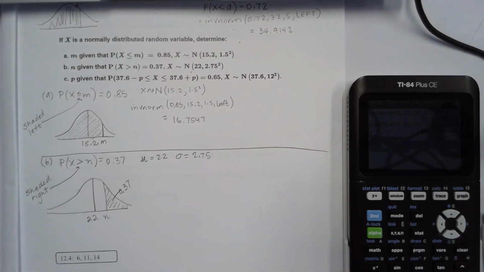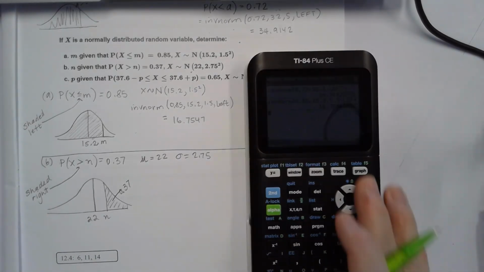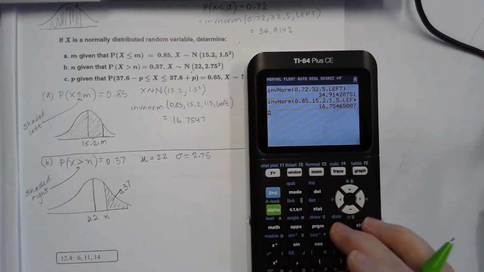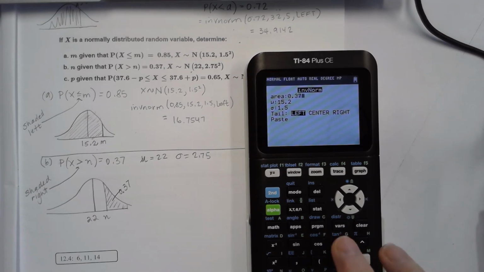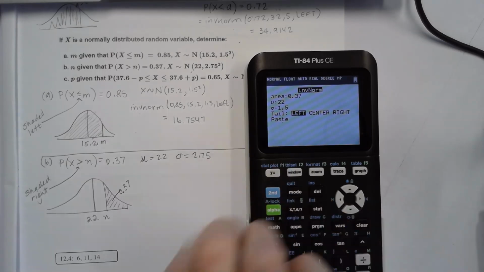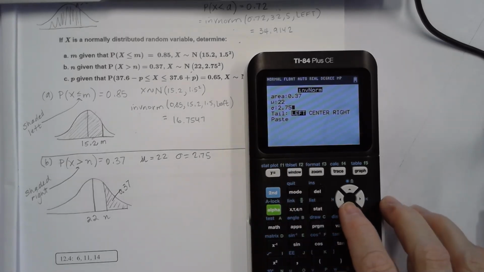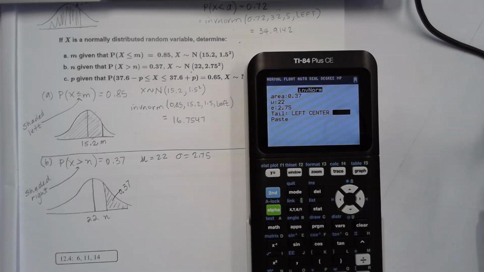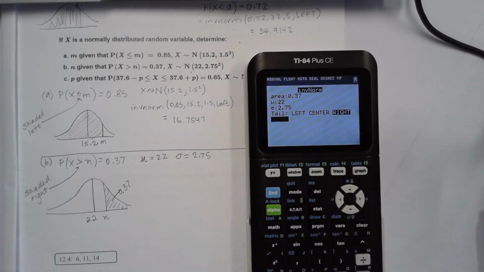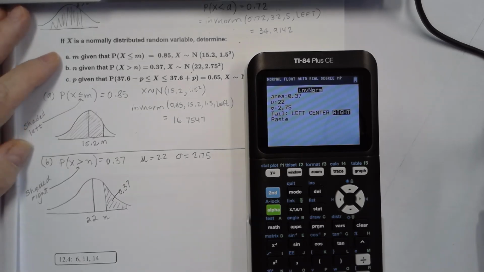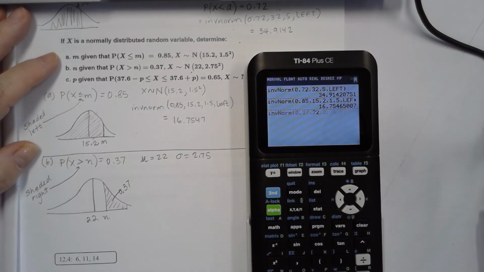All right. Now I can get my calculator. And my area is 0.37 and 22 and 2.75. And now I'm to the right. They used to be really torturous, girls, with these calculators. They didn't have that on there, and you had to figure out, like, subtracting from 1. It was scary. Okay, so that's better now.